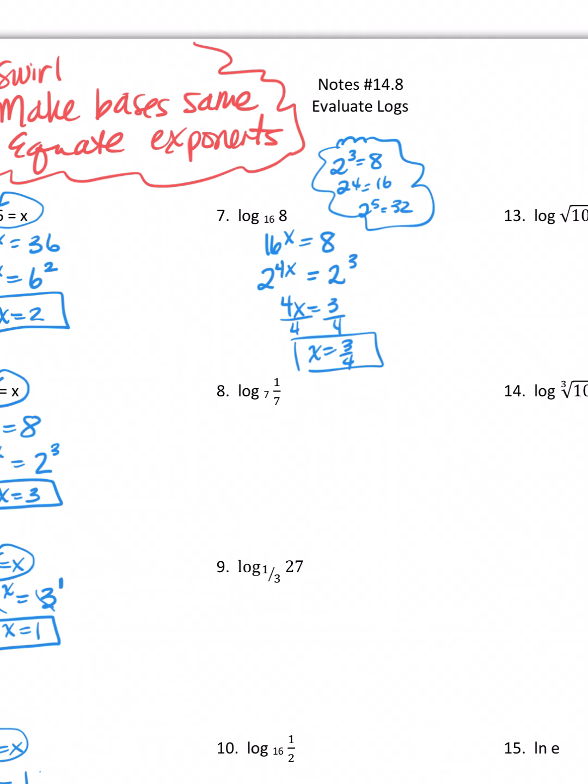If I swirl this, it becomes 7 to what power is 1/7? Well, I think we should keep our base as 7 because I know this could be written as a negative exponent. So 7 to the x power is the same as 7 to the -1, right? 1/7 is equal to 7 to the -1. So I'm just rewriting it as a negative exponent. Now my bases look the same. Exponents drop, and I'm done.